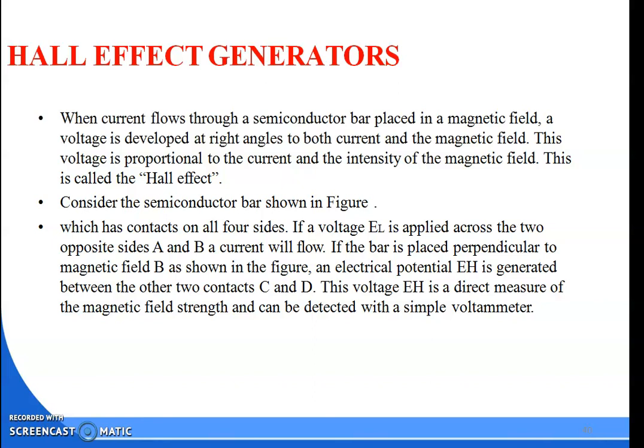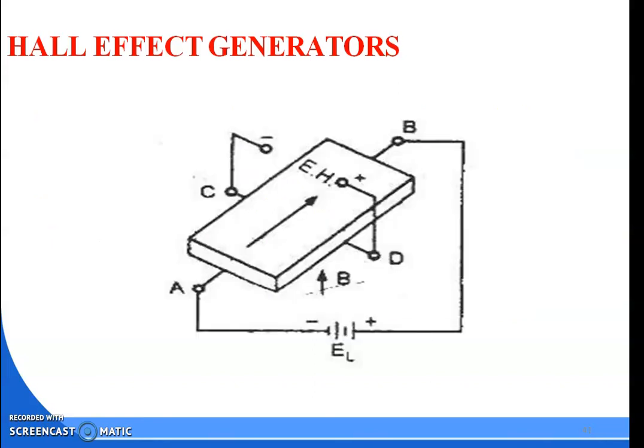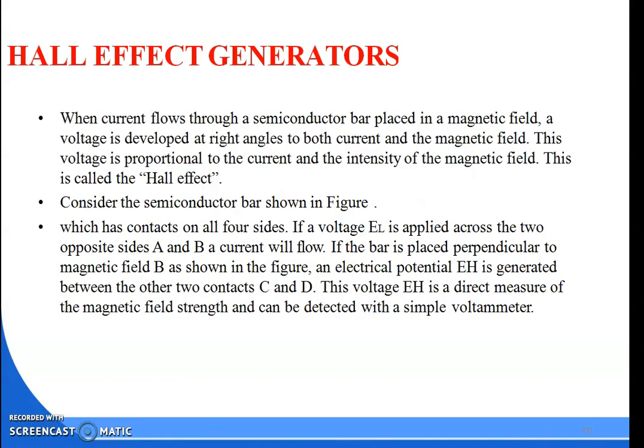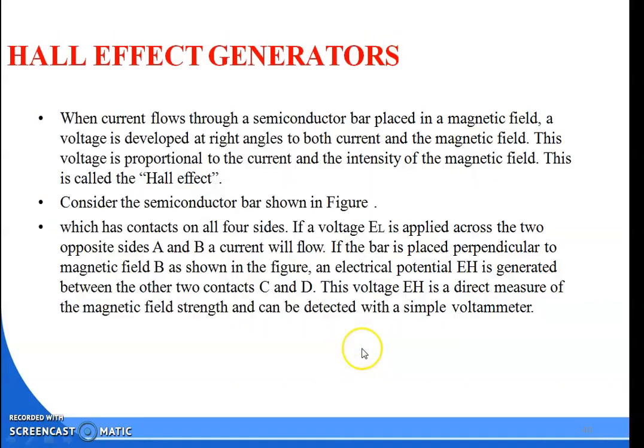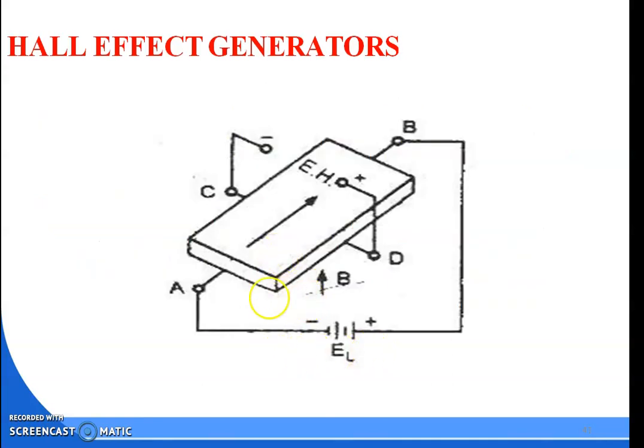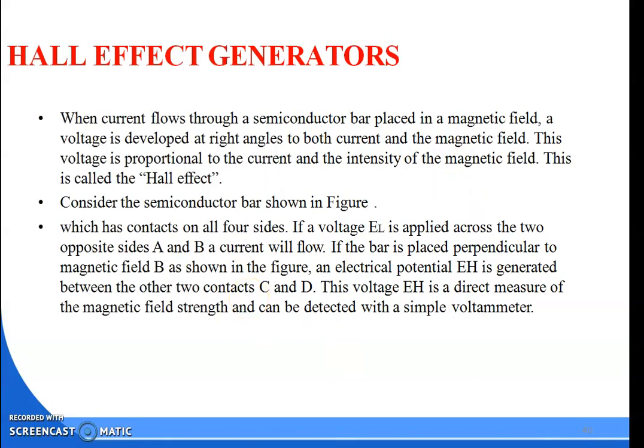Consider a semiconductor bar as shown in the figure. You can see there are four faces A, B, C, D. If a voltage EL is applied across the two opposite sides A and B, a current will flow, if the bar is placed perpendicular to the magnetic field as shown in the figure.